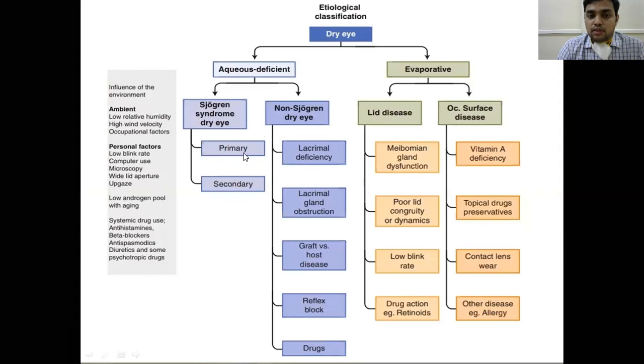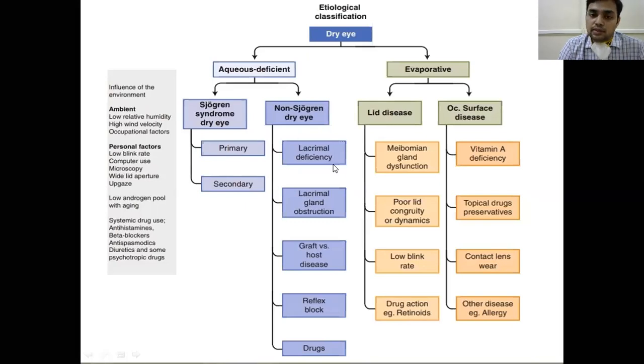Primary Sjogren's is an autoimmune disorder which causes chronic inflammation of the lacrimal and salivary glands, or it may be due to secondary Sjogren's syndrome. It may be because of the presence of other autoimmune disorders like rheumatoid arthritis. And non-Sjogren's dry eye is because of the lacrimal deficiency.